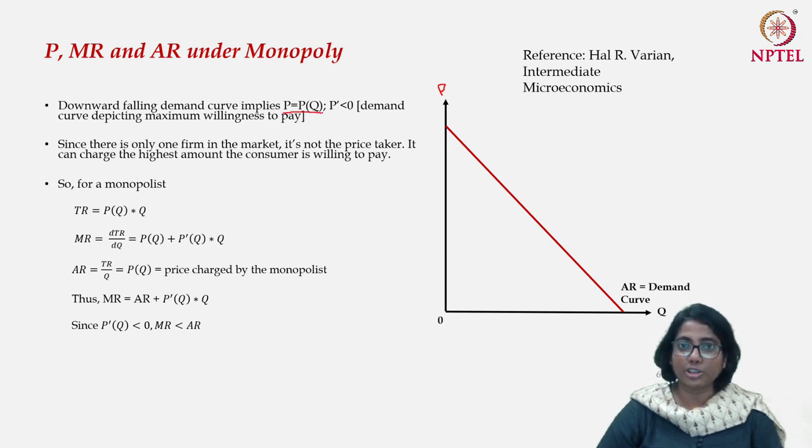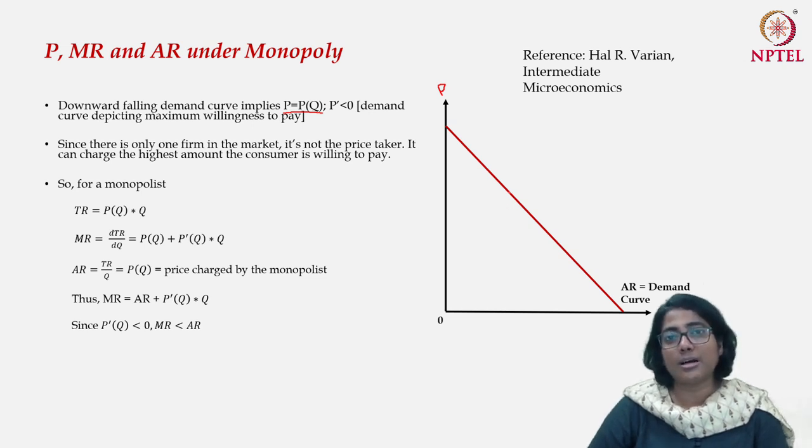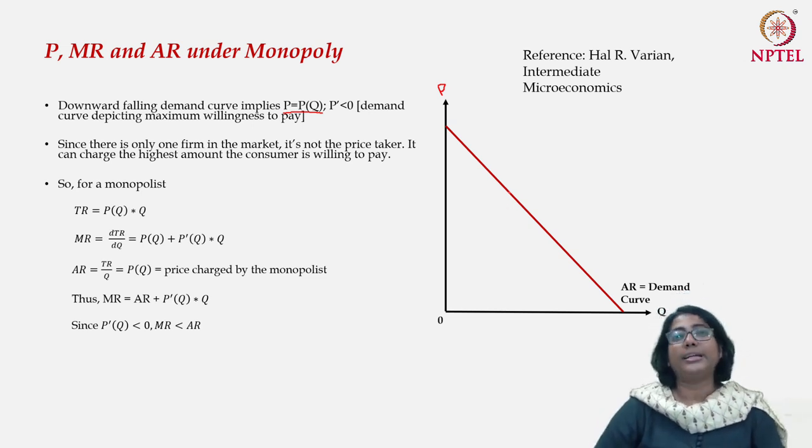So P as a function of Q, P prime is negative. So as Q increases, P falls. This is true because this is a negatively sloped curve. Now, what does this demand curve capture? The demand curve actually captures the willingness to pay of the consumer.